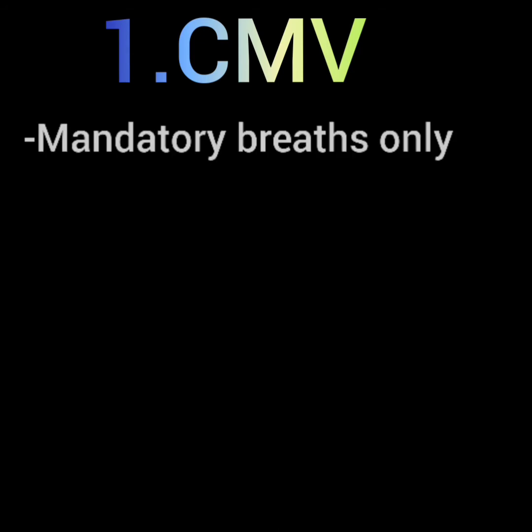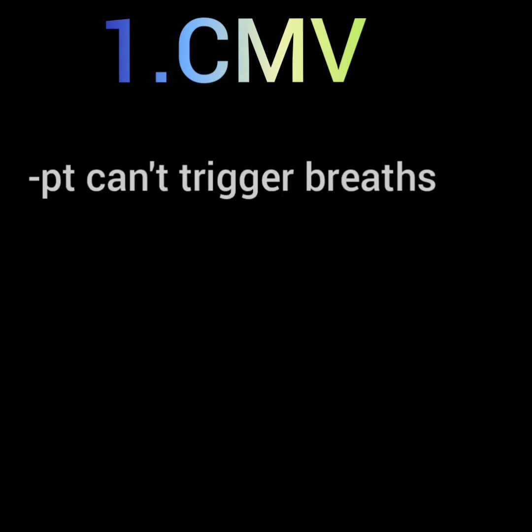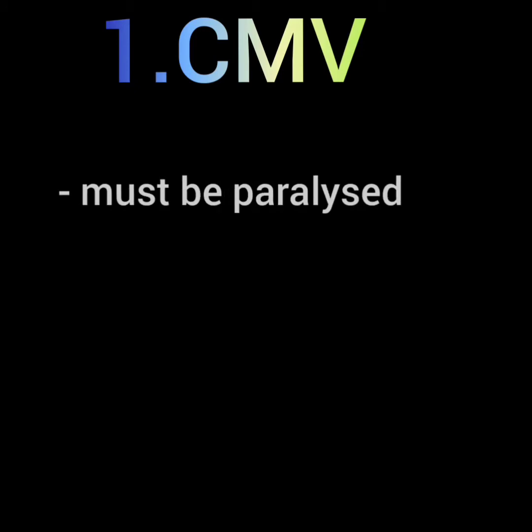Every breath is a mandatory breath here, that is time triggered, pressure or volume or flow controlled and time cycled. So at the preset time interval, inspiration starts. For a preset time duration, inspiration lasts. The patient cannot trigger any breath here. The patient must be paralyzed to cut off his respiratory efforts.